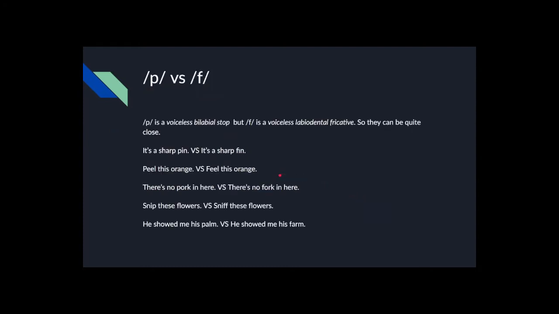Let's take a look at our first minimal pair, and we talked about this in class last week as well: P versus F. P is a voiceless bilabial stop, but F is a voiceless labial-dental fricative. They're quite close, but I have to be careful. P, P, P versus F, F, F. Let's take a look at how it can be used. It's a sharp pen. It's a sharp fin. So they're close, but they are different.